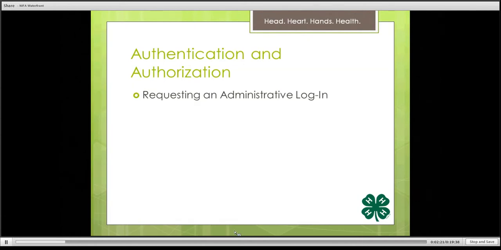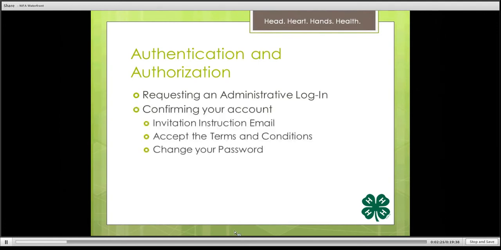The first step to gaining the ability to be an administrator is to request an administrative login, and that's simply an email that's generated to the Common Measures at 4h.org email address, which will be shared at the close of this presentation. You'll send an email from the state leader or from the grant manager requesting the name of the person who needs administrative rights, and we'll just need a full name and email address.